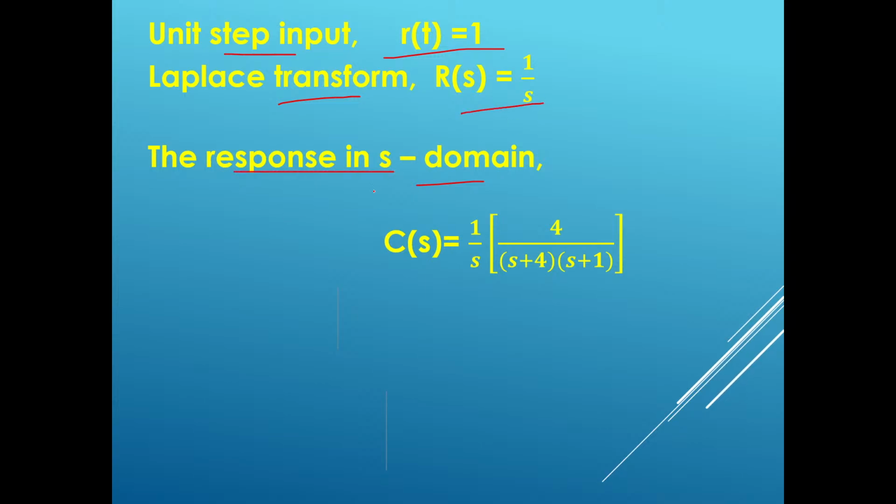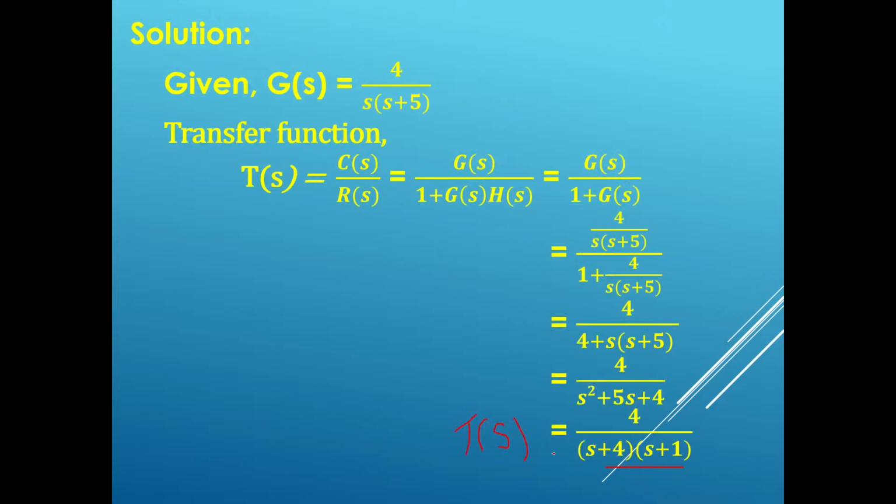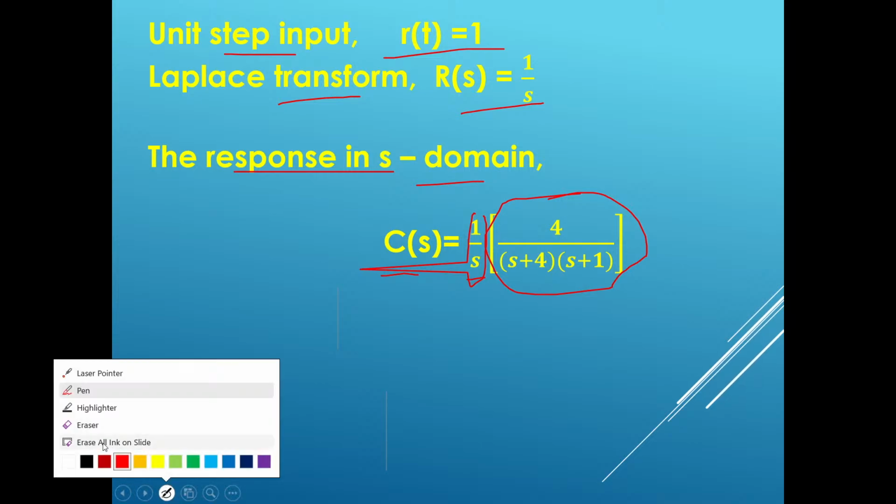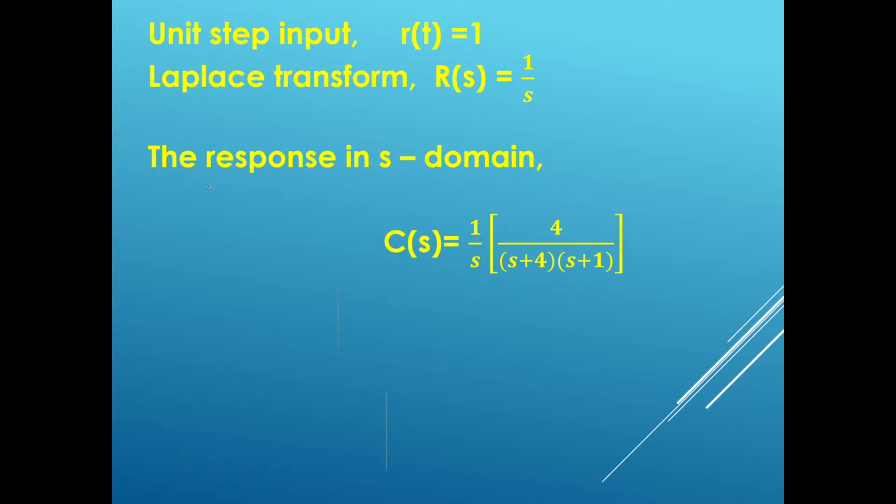We have already determined the transfer function. So what is our C of s? C of s is equal to R of s into T of s. T of s is 4 divided by s plus 4 into s plus 1, and R of s is 1 by s. So C of s is equal to 1 by s into 4 divided by s plus 4 into s plus 1. This is our response in S domain.